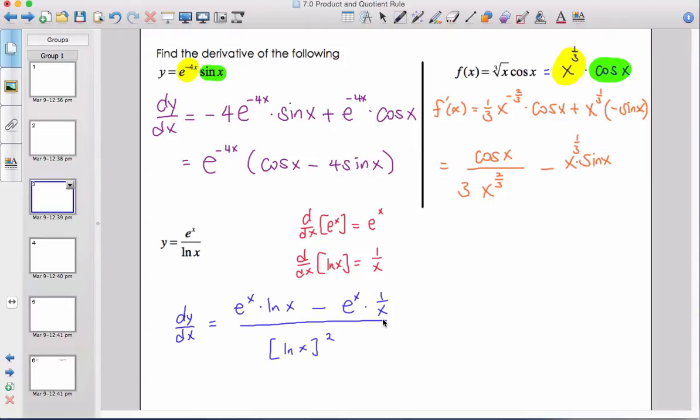Okay, of course you can simplify this further. You can factor out the e to the x. That's going to be natural log of x minus 1 over x, over natural log of x squared. So there, that's how you use the quotient rule to find the derivative.